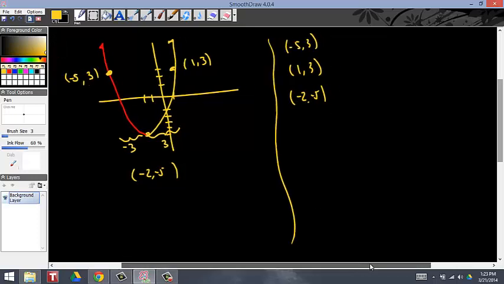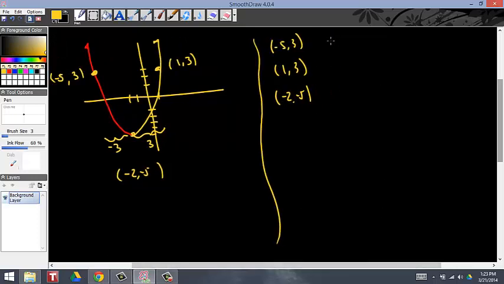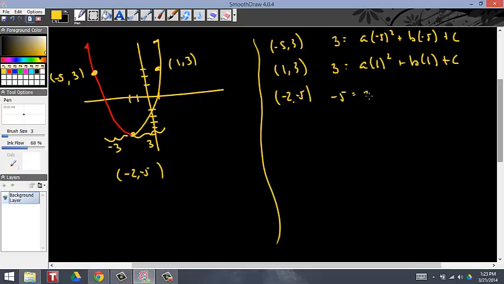So what you do now is you set this up like your 3 by 3 system. So it'll be 3 equals A(-5) squared plus B(-5) plus C. It's going to be 3 equals A times 1 squared plus B times 1 plus C. And then -5 is equal to A times (-2) squared plus B times -2 plus C. So your equations should look like this.